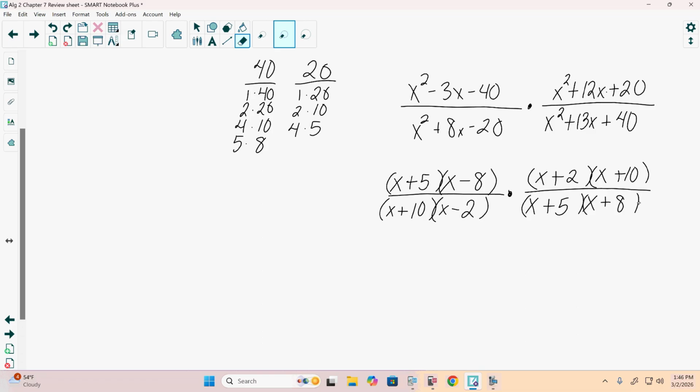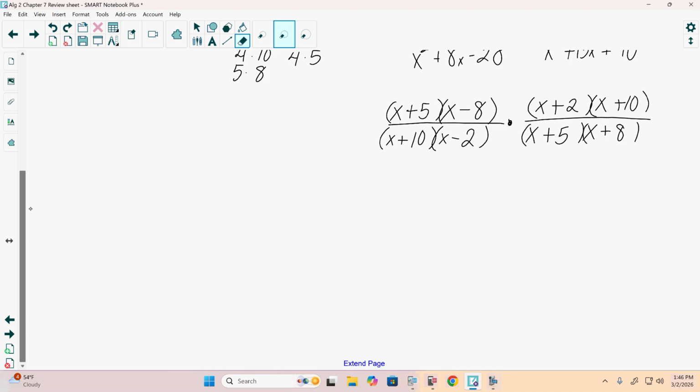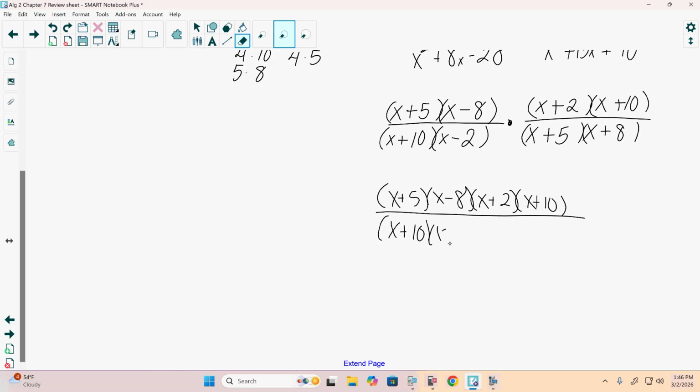Questions on how we got these 4 expressions factored? Now, at this point, we just need to multiply them together. We have x plus 5 times x minus 8 times x plus 2 times x plus 10 on top, over x plus 10 times x minus 2 times x plus 5 times x plus 8.